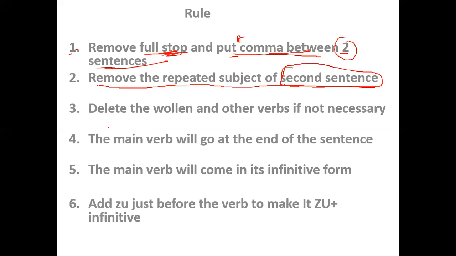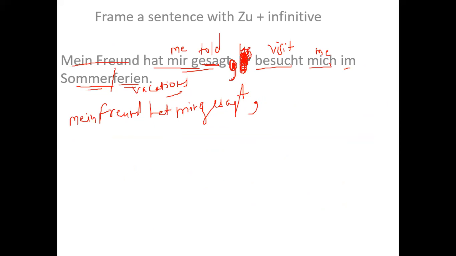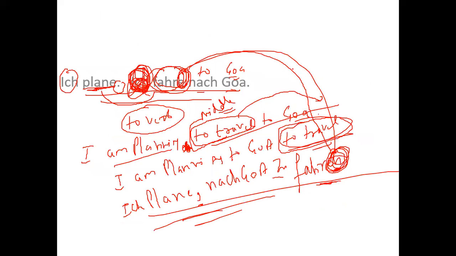And the third rule says delete the wollen verb. Wollen is a modal verb, and other verbs if not necessary. So if a wollen verb, if any modal verb is given in the sentence, then you must delete it, right? We have to delete it if it is given and if it is not required. So a wollen verb is not given in the second sentence, hence there is no need to remove it.